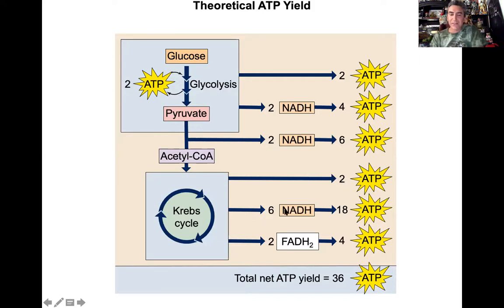We have the 6 from NADH and the 2 from FADH2. So 6 times 3 gives us 18. 2 times 2 gives us 4. So everything looks good here. 2 times 3 is 6. 2 times 3 should be 6, but here's our little discrepancy.